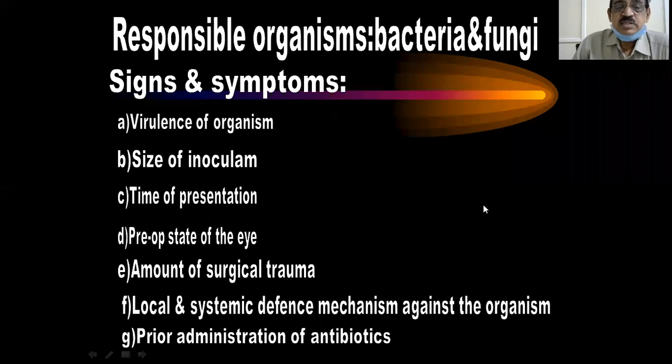So the signs and symptoms depend upon the virulence of the organism, the size of the inoculum, and the time at which the patient presents with the symptoms. If he presents immediately, the prognosis is definitely better. But these people present, say, a week or 10 days after the start of endophthalmitis, which necessitates removal of the eye or enucleation.